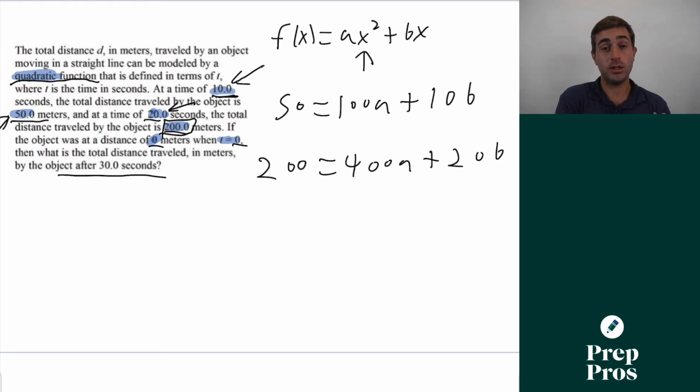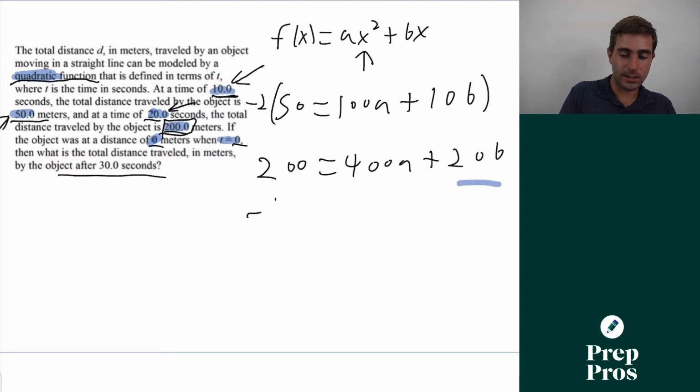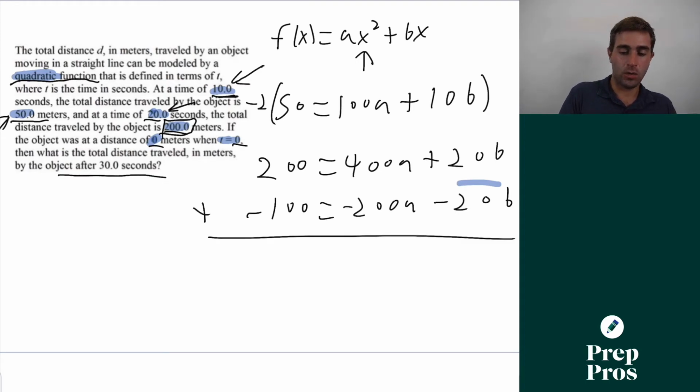Now what we have here is a system of equations. The easiest way that I like to solve a system of equations is just by stacking and eliminating. So I can take this top equation and multiply it by -2, and then I'm going to be able to cancel out my b values. So what I would get is -100 equals -200a minus 20b. Now when I add these two equations together, I get 100 equals 200a. As I divide by 200, a equals 1/2.